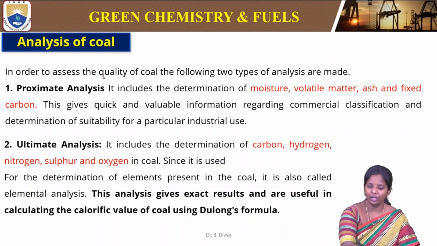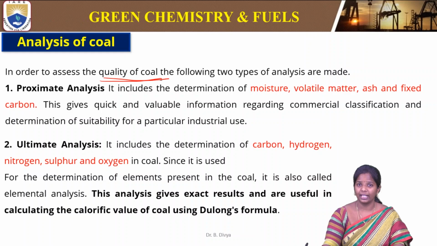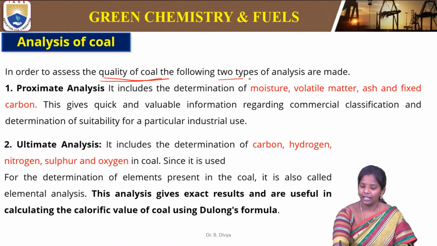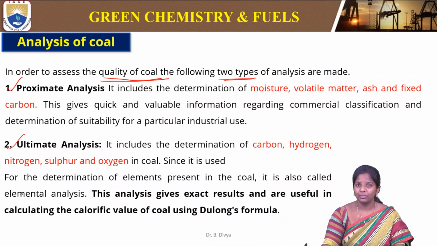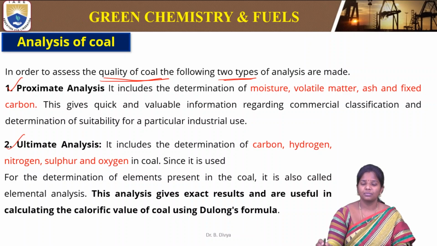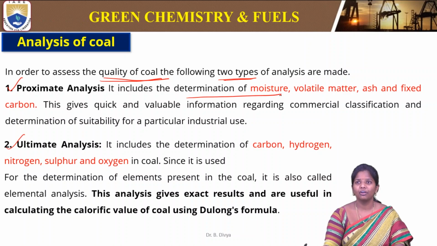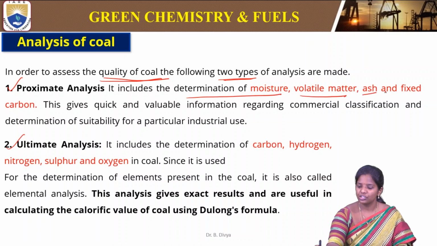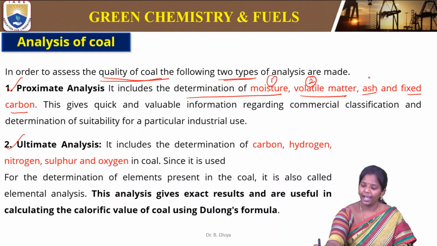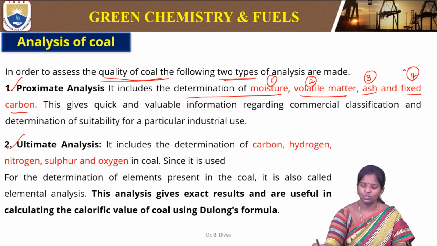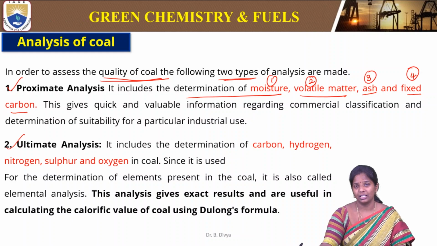In order to assess or examine the quality, there are two types of analysis: proximate analysis and ultimate analysis. Proximate, the word itself gives us an understanding that it is a preliminary test. It is just like a preliminary test that we do after mining the coal from the coal mines. This includes determination of moisture, volatile matter, ash, and fixed carbon. So these four tests come under proximate analysis for the coal.